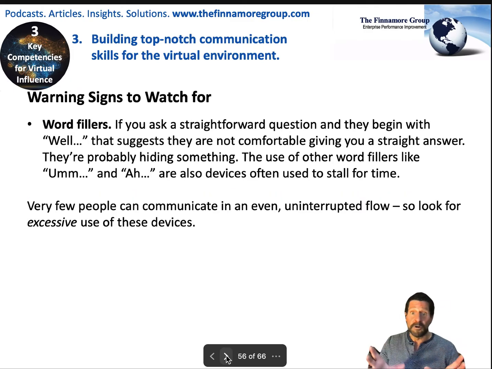The next thing to watch for is word fillers. So if you ask a straightforward question and they begin with "well," that suggests they're not comfortable giving you a straight answer. They could be hiding something. If they use word fillers, it also suggests they're stalling for time. And so that's something to potentially read into.